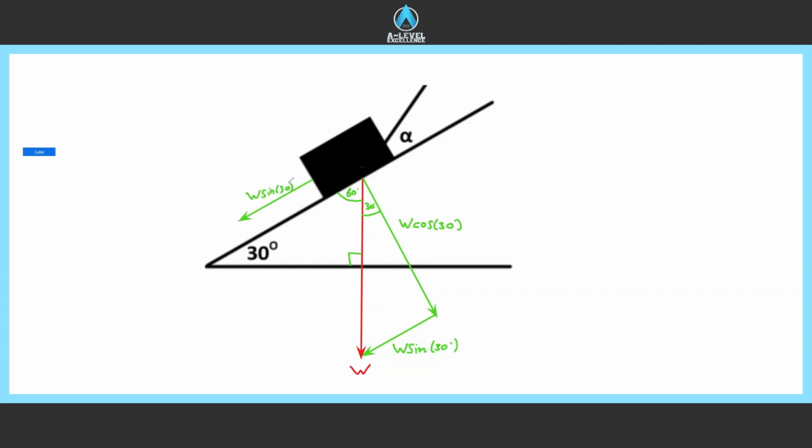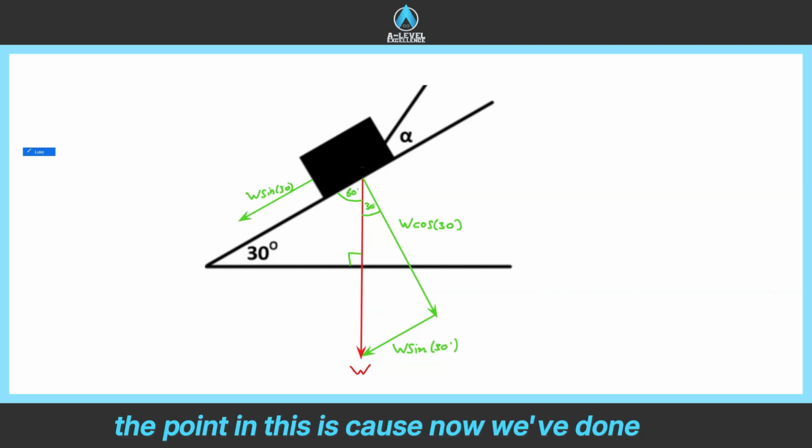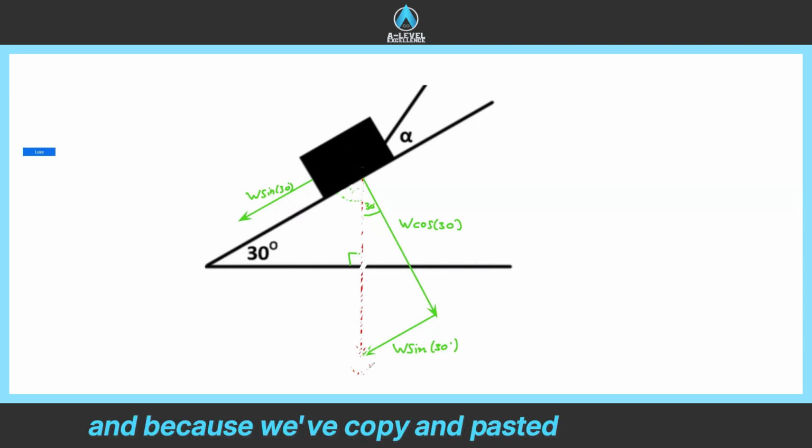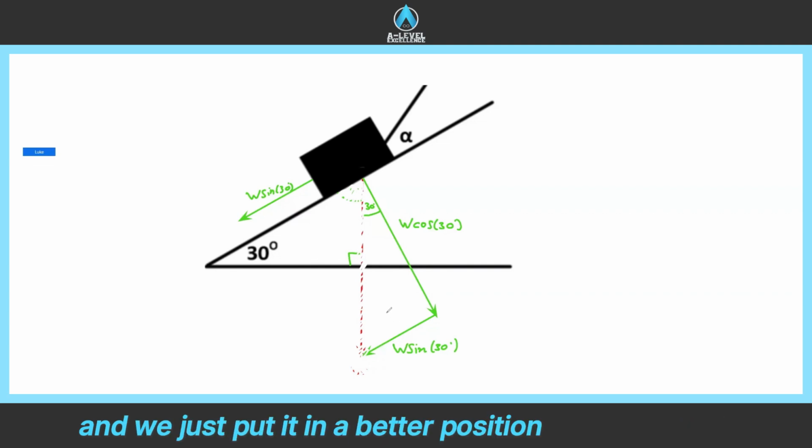Is that okay? Yeah. And again, what you may say, okay, what's the point in this? The point in this is because now we've done that, look at what you can do. You can basically ignore the red one. So I'm just going to scribble it out. You can ignore the red one because it's on an angle. It's all messy. It's no good. So get rid of it. And because we've copy and pasted that W sine one, and we've just put it in a better position, basically.